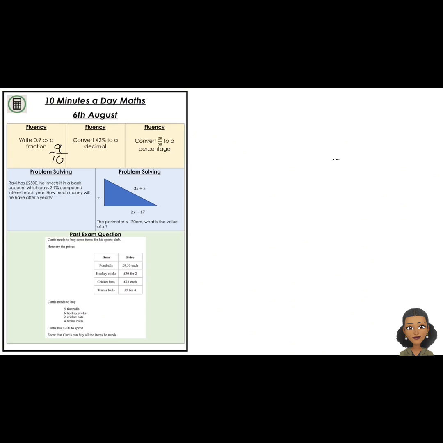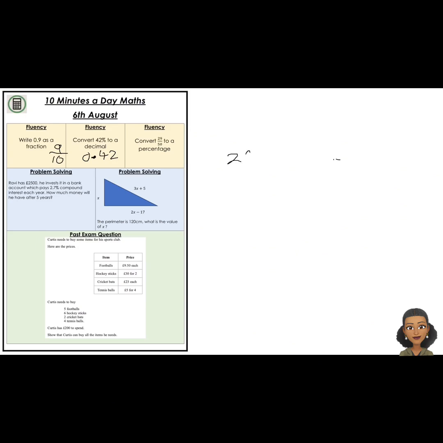The next one says convert 42% to a decimal. When you're converting percentages to decimals, you just divide by 100. So 42 divided by 100 is 0.42. The next one is convert 29 over 50 to a percentage.